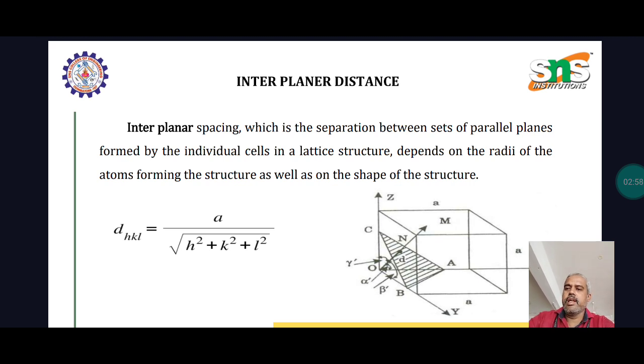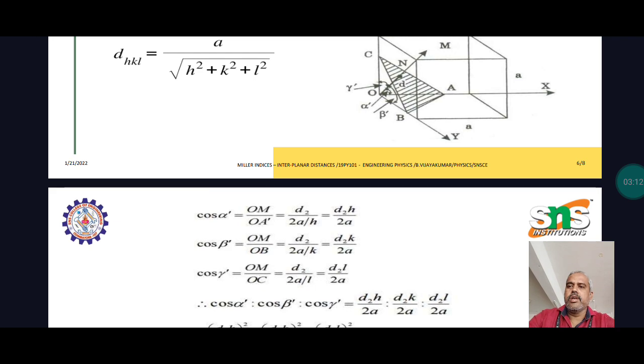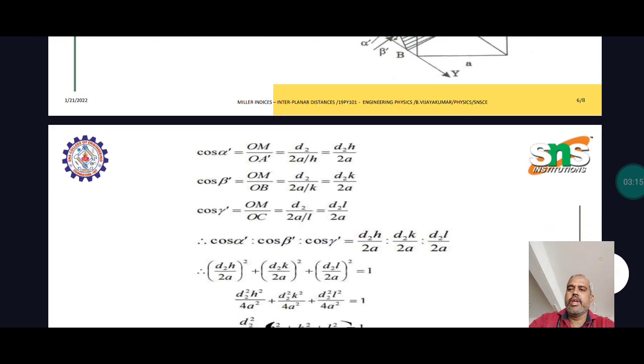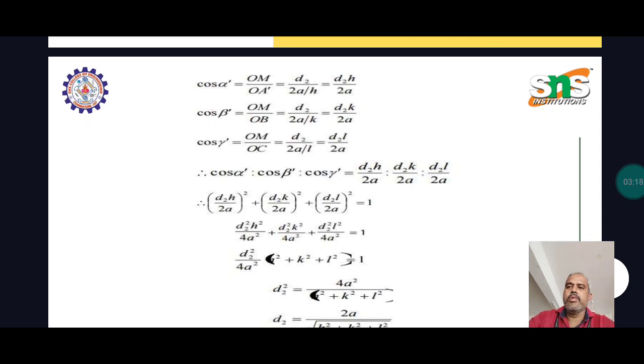The distance d hkl is equal to a, the lattice constant, divided by root of h squared plus k squared plus l squared. This is the final formula for finding the interplanar distance. We derived this formula from the diagram using the cos values of alpha, beta, gamma, the interplanar angles based on the Miller indices. The sum of cos squared alpha, cos squared beta and cos squared gamma, in the mathematical steps, is equal to 1.